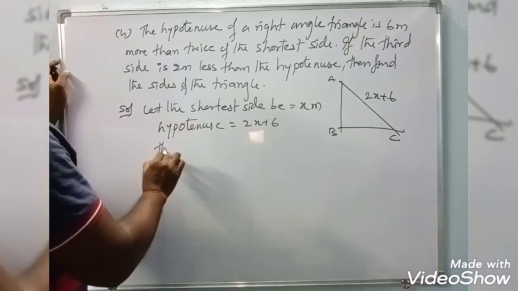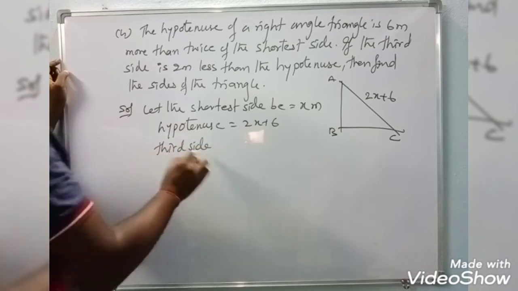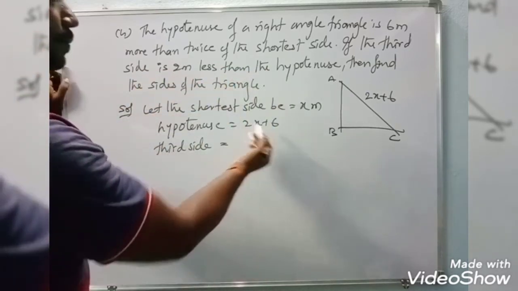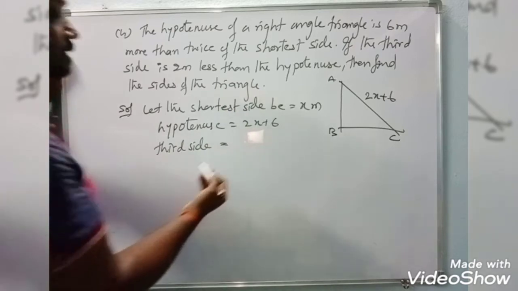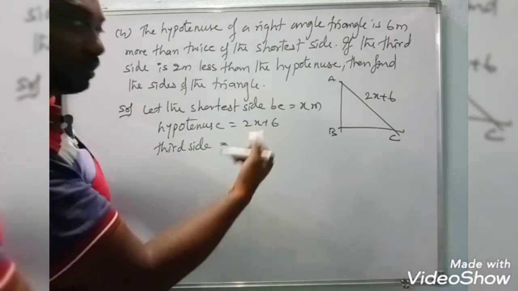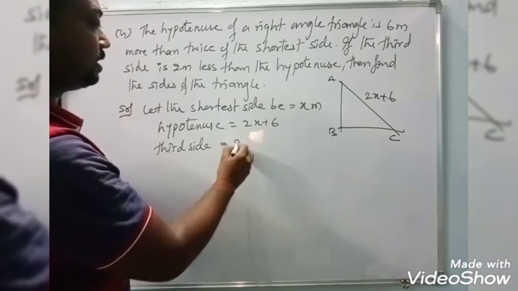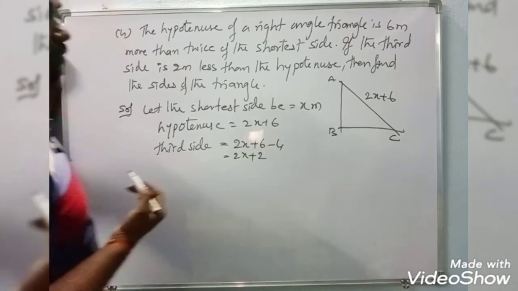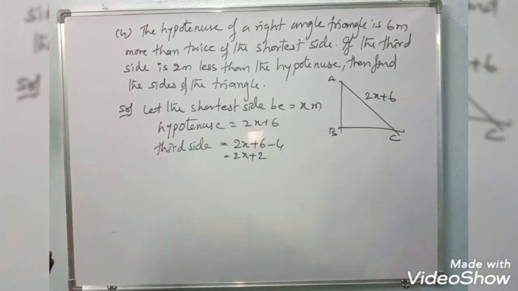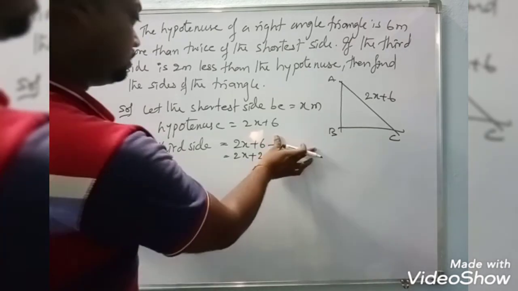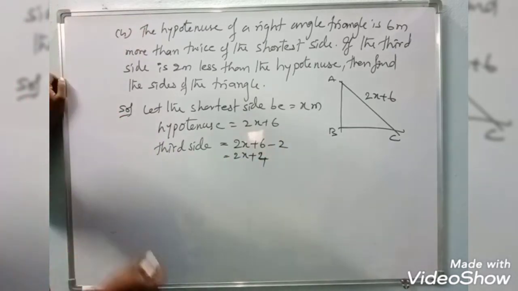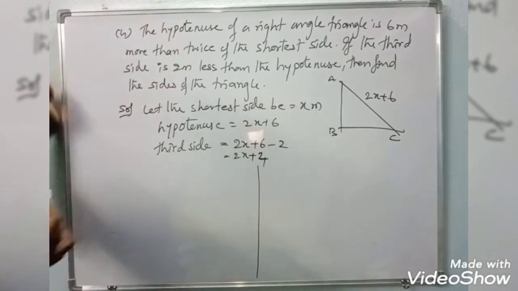Now what will be the third side? If the third side is 2 meter less than the hypotenuse, means from the hypotenuse 2 meter less, you can write as 2x plus 6 minus 2, so you can write as 2x plus 4. Clear? So this is your third side. Now after that we have to find the value of x.